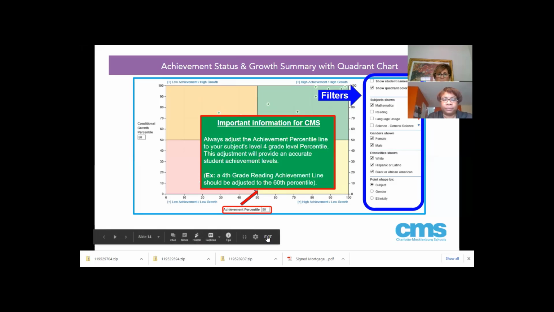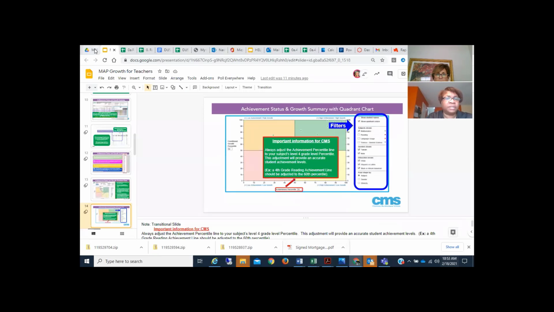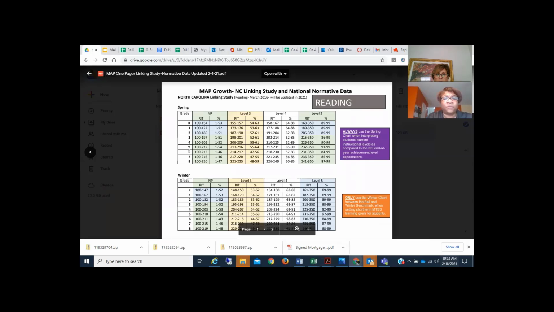So for example, I'm going to exit out of here real quick so I can go to my quadrant. If I'm a 5th grade teacher in reading, I want to see my reading students, and I want to adjust to see where my 5th grade students are really falling. I will come to my Lincoln Study, go over to level 4, because level 4 is a nice wide range, and it gives me a good place where my students could sit.